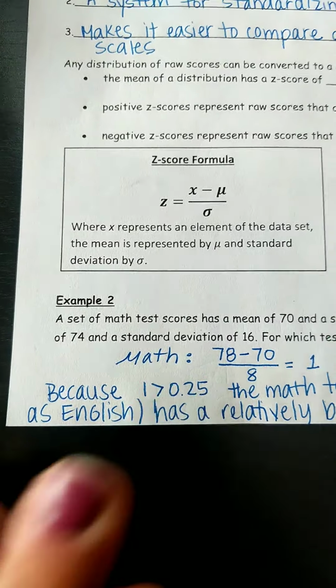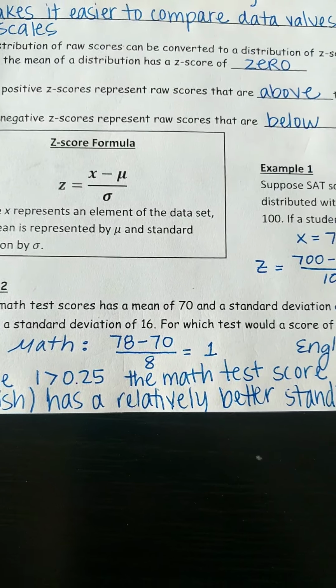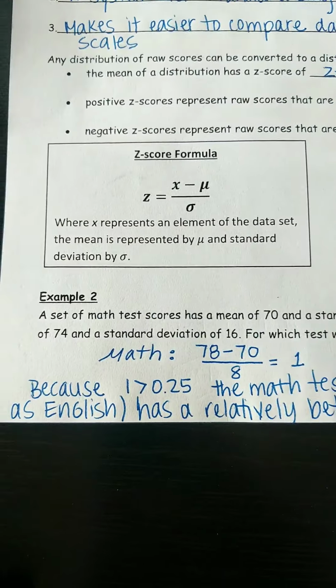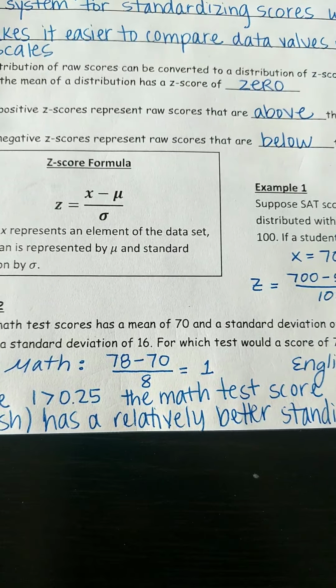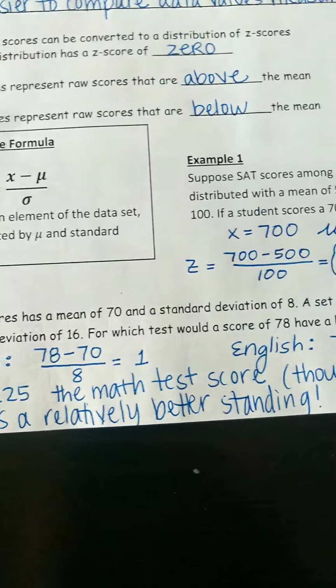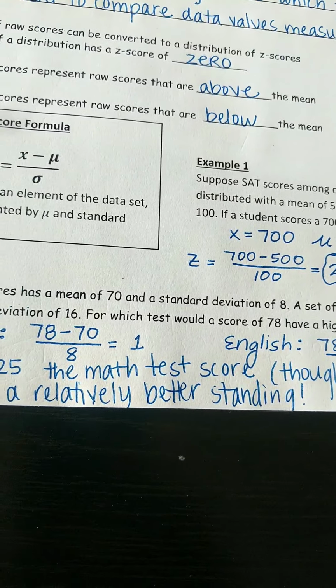Okay, now we're going to look at how we can use that to compare. So this one says, a set of math test scores has a mean of 70 and a standard deviation of 8. A set of English test scores has a mean of 74 and a standard deviation of 16. For which test would a score of 78 have a higher standing? So I got a 78 on English, I got a 78 on math, but those 78s aren't actually equivalent.